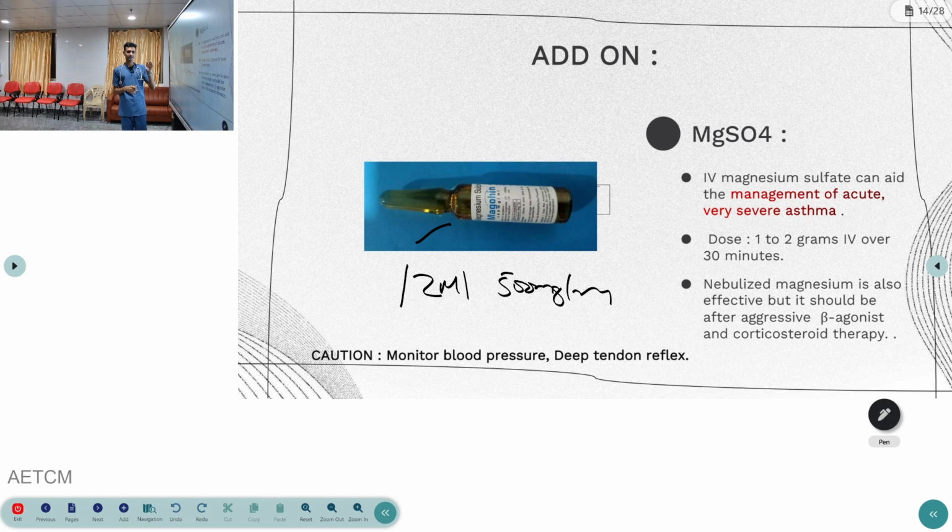Nebulized magnesium sulfate is also effective, but it should be given only after aggressive beta agonist and corticosteroid therapy. If the person has been treated with a beta agonist and then a corticosteroid and is still in distress, only in that case do we go with magnesium sulfate. It mainly causes hypotension and diminishes the deep tendon reflex, which is most important. So while giving magnesium sulfate, always monitor the blood pressure, and also continuously monitor the deep tendon reflex.